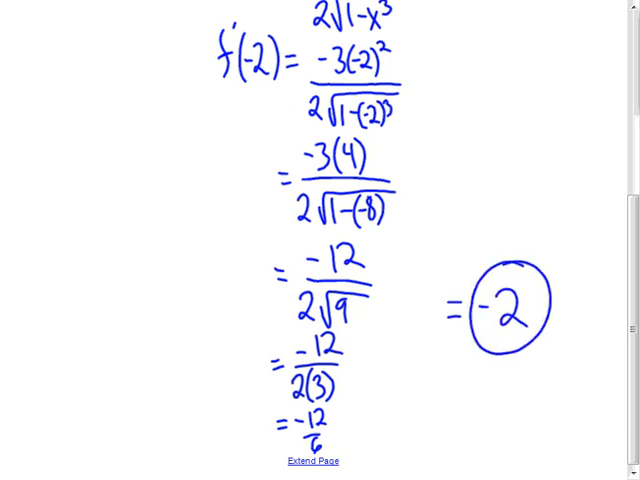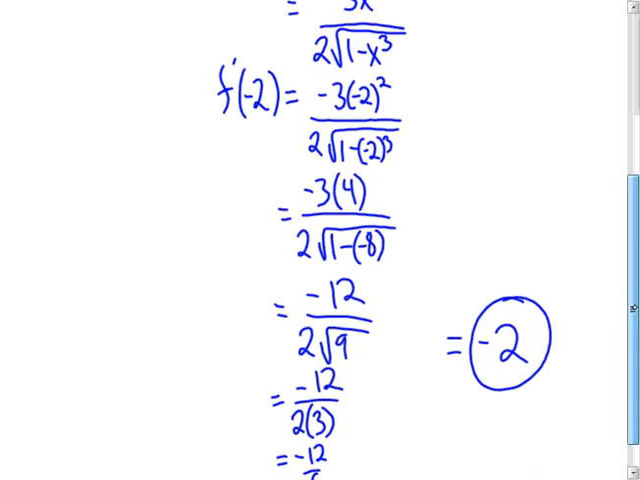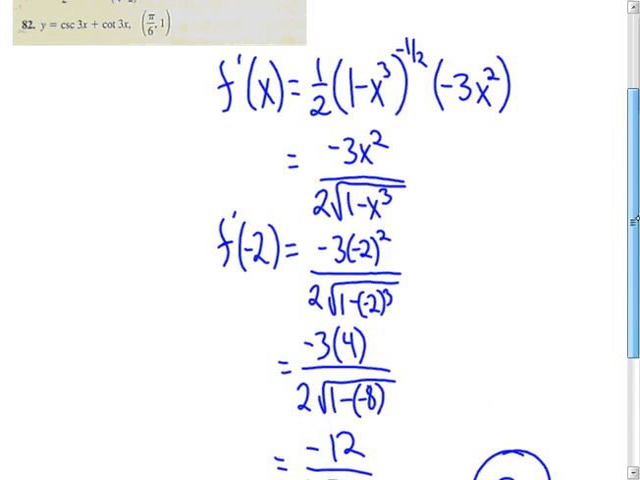So the value of the derivative at that point is negative 2, which is another way of saying that the slope of the tangent line to that function at that point is negative 2.